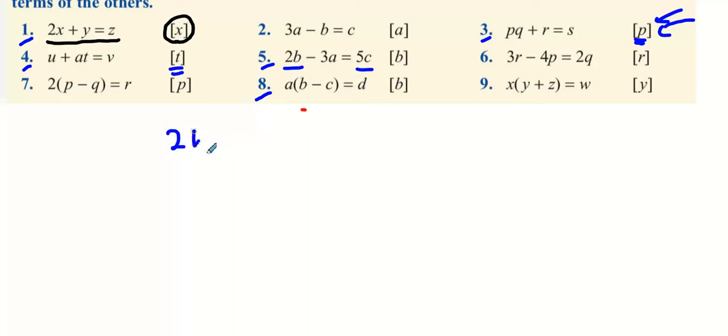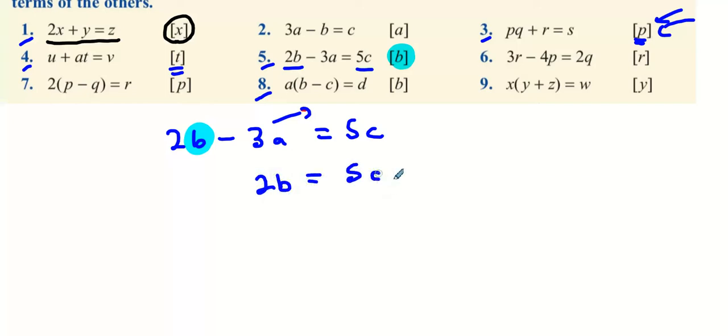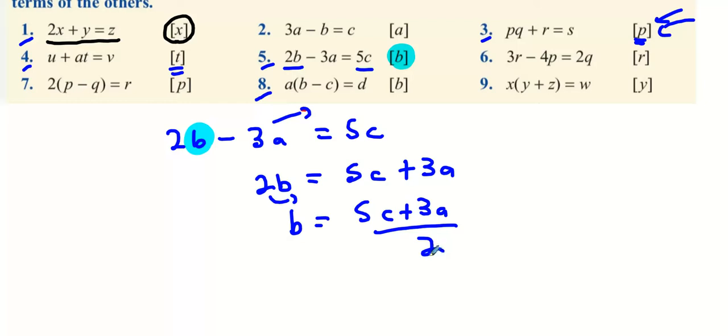Okay, we get 2b minus 3a equals 5c. Now we can see the b is here, so 2 multiplied by b. b is what we're looking to get on its own. So what we can do is make the 3a disappear to the right. So minus 3a on the left will be a plus 3a on the right. 2 multiplied by b, multiplication of 2 on the left. When you move the 2 over the other side, it must become division by 2. And there you go, so there is question 5 done.